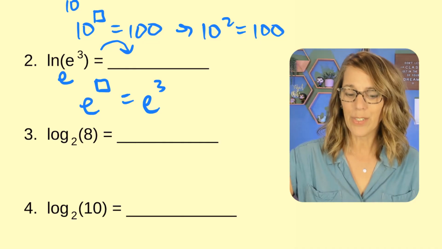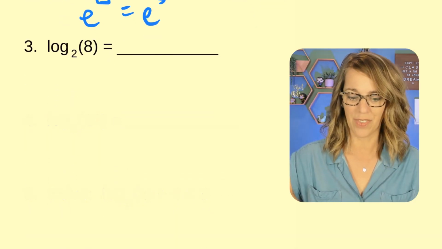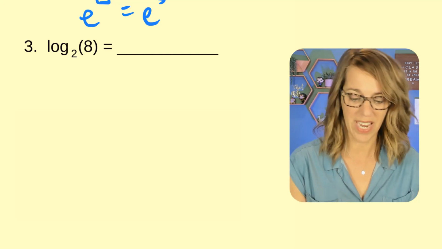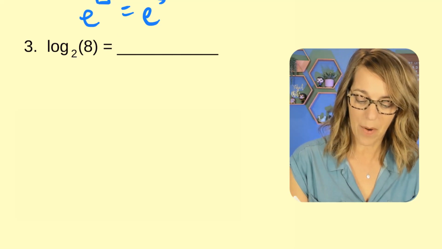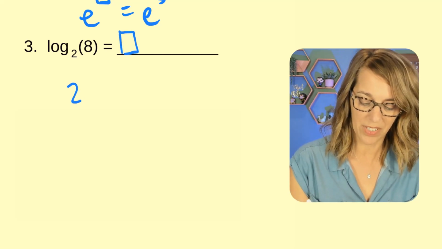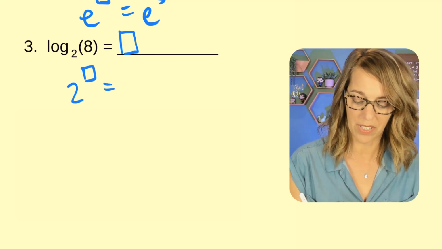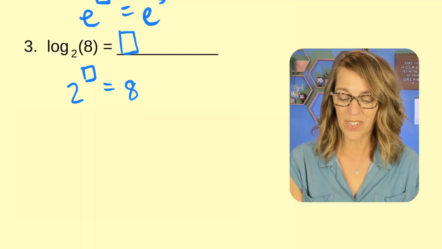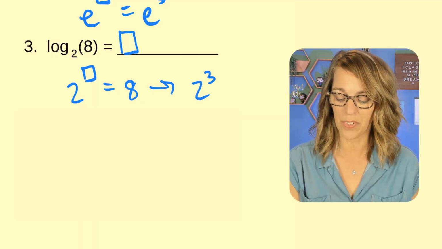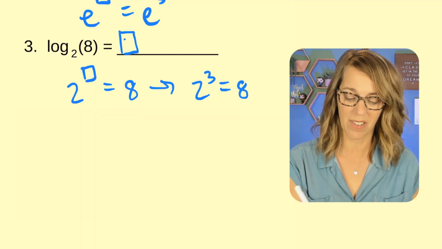The next one gives us a base that we don't have on the keypad. Let's look at this one first. So this one says the log base 2 of 8. Well, I know that I'm going to get a power back, and that power is going to be 2 to what power is equal to 8. Sometimes it's quicker to not even use the calculator, especially for these. I know that 2 to the third is equal to 8. So my answer is going to be a 3.